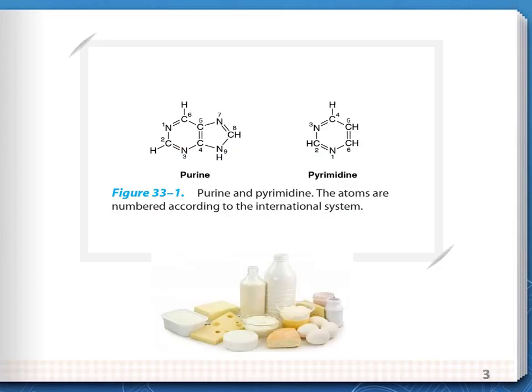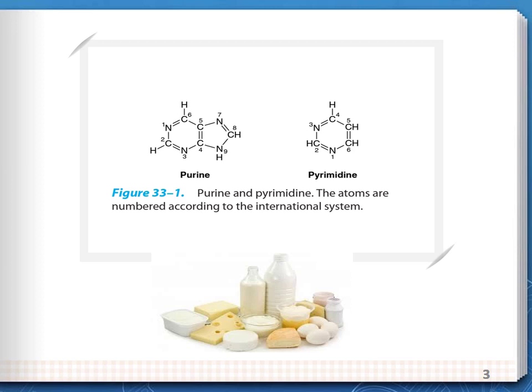The next slide, slide number 3, represents the structure of the basic nitrogen bases, purine and pyrimidine. The small name, purine, is for the large structure, and the large name, pyrimidine, is for the small structure.